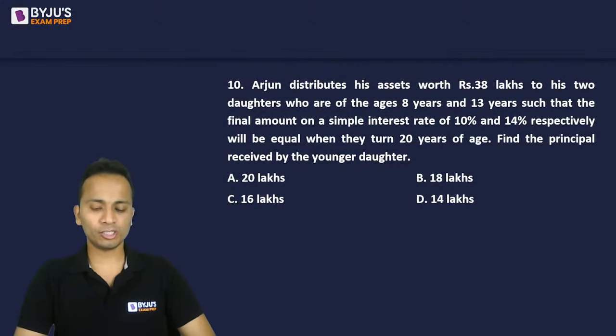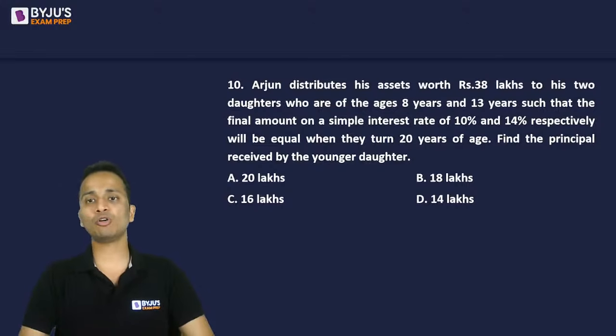Fine. So one daughter is of 8 years, another daughter is of 13 years at present, and he has invested the money on 10% and 14% rate of interest respectively, and the rate of interest is simple interest. Okay, so that the final amount that they will get will be equal when they will turn 20 years of age. So you will have to find out the money received by the younger daughter out of this 38 lakhs. Find the principal received by the younger daughter.